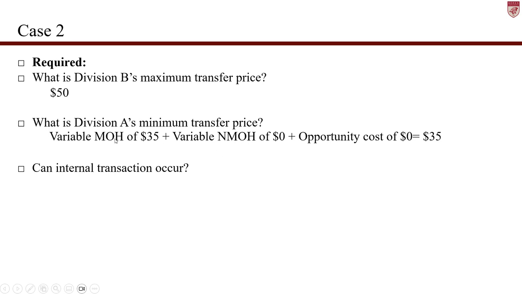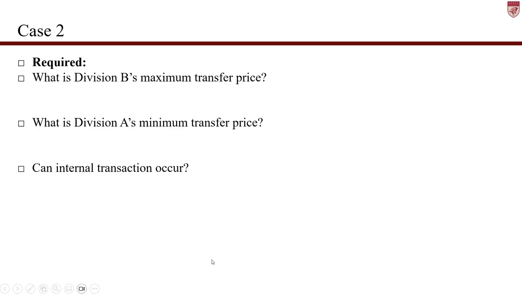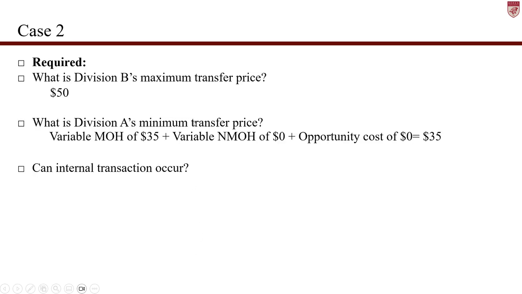So this is slightly an error here. It's not necessarily overhead, right? It's the variable manufacturing cost of 35 plus the opportunity cost of 0. Why? Because there is no alternative use for unused capacity, as always. So the minimum transfer price is going to be $35. Then the question is whether the internal transaction can occur, and yes, as long as it's within the range of 35 and 50, right?